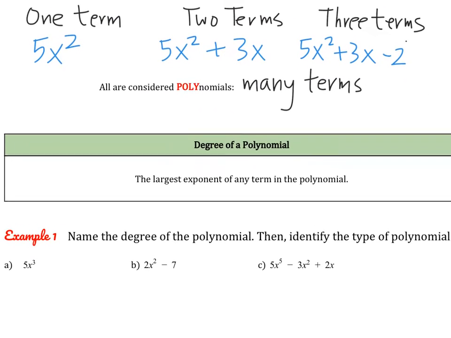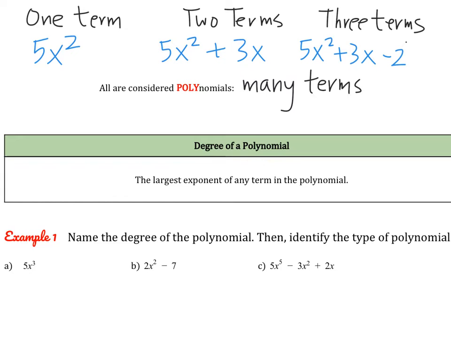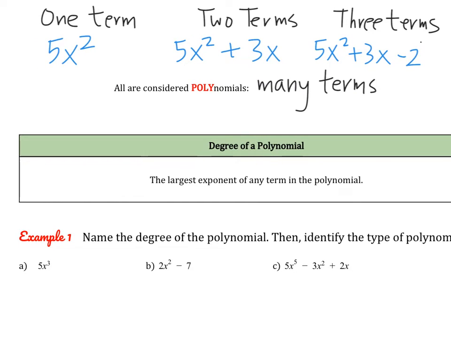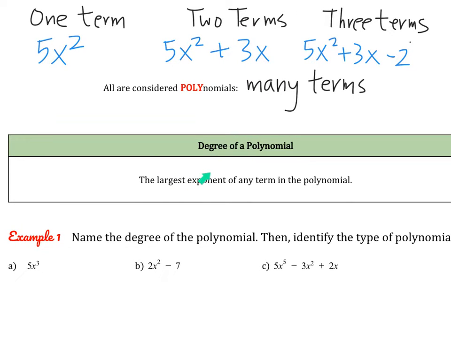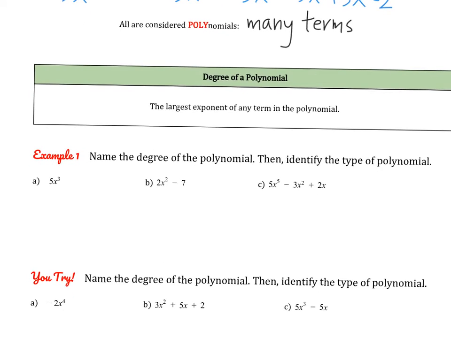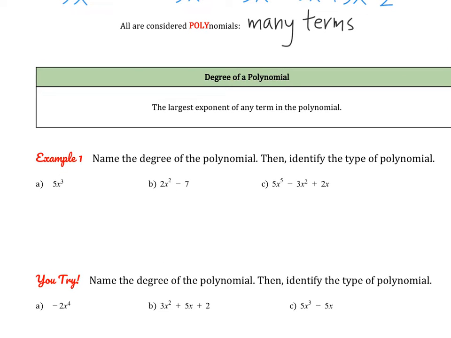So let's talk about the degree of a polynomial. So the degree of a polynomial is the largest exponent of any term in the polynomial. So let's look at some examples of that. So example 1, we're going to name the degree of the polynomial, then identify the type of polynomial.